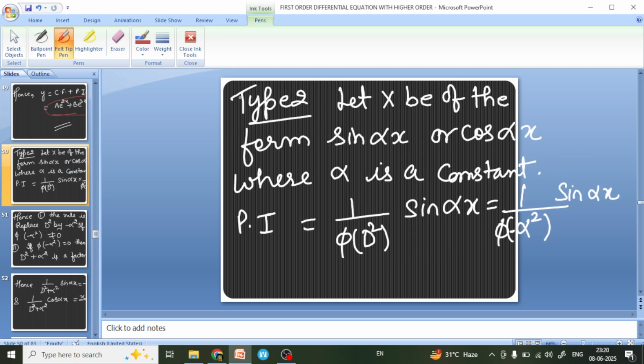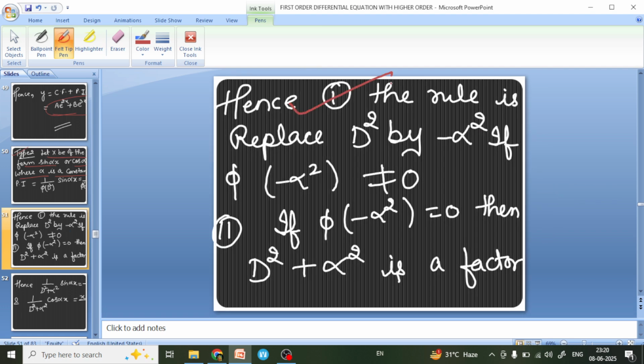Now next is type 2. Let x be of the form sine alpha x or cos alpha x, where alpha is a constant. PI is equal to 1 over f of D square, sine alpha x, is equal to 1 over f of minus alpha square, sine alpha x. And after that, the first rule is: replace D square by minus alpha square if f of minus alpha square is not equal to 0.